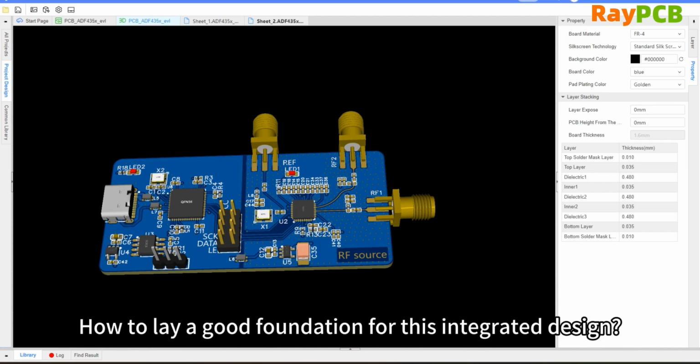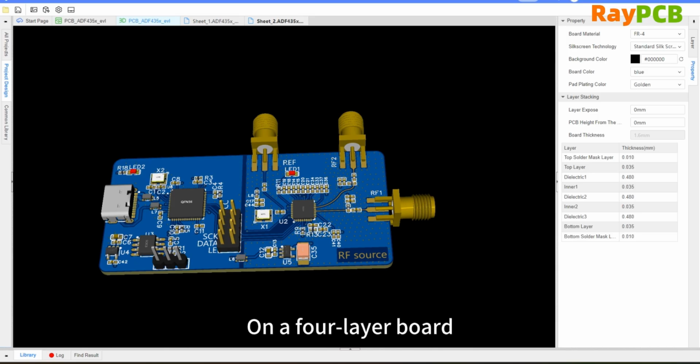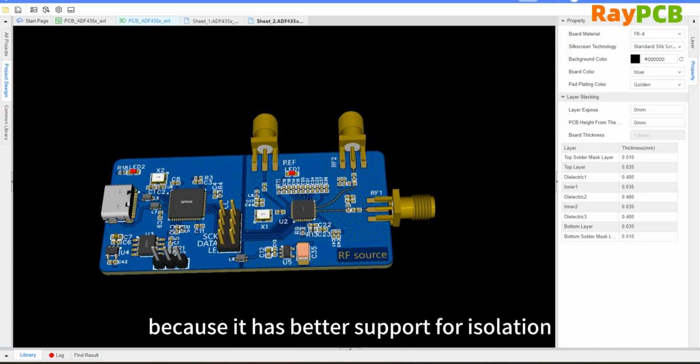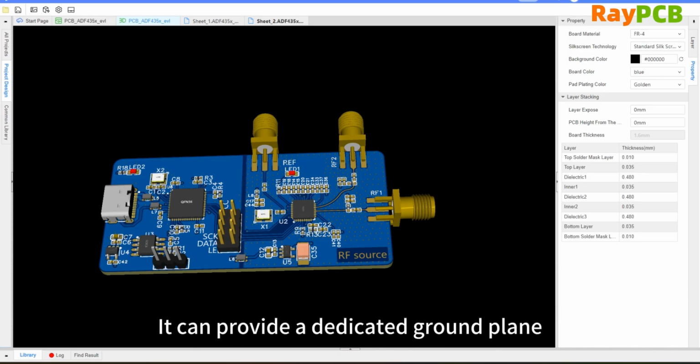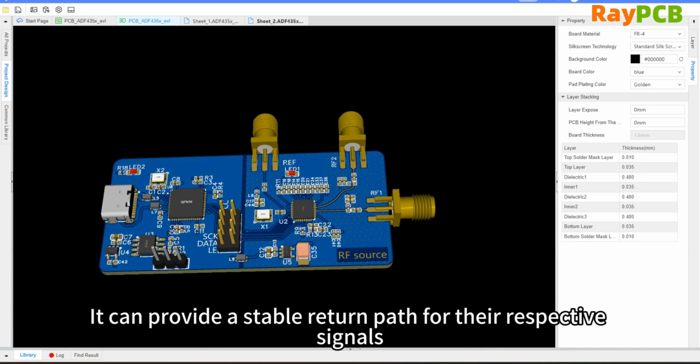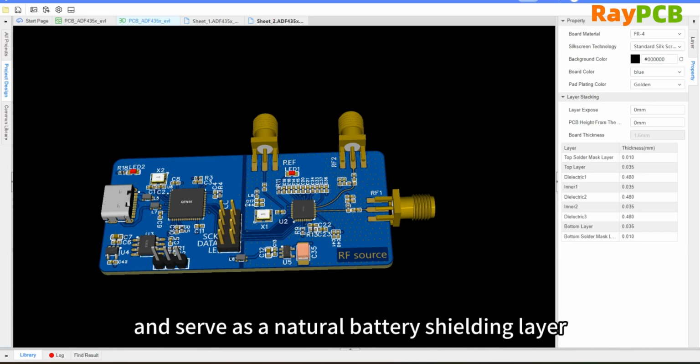How do we lay a good foundation for this integrated design? Integrating communication modules on a 4-layer board has a natural advantage over a 2-layer board because it can provide a dedicated ground plane. The complete ground plane in the 4-layer board is the basis for realizing a reasonable digital and RF design. It can provide a stable return path for each signal and serve as a natural isolation barrier.